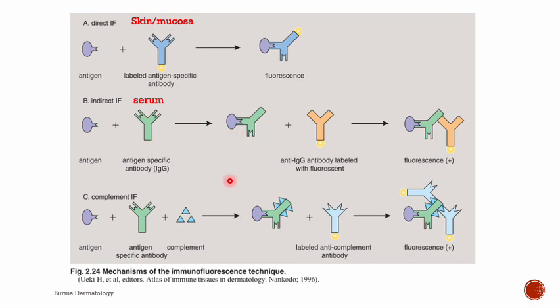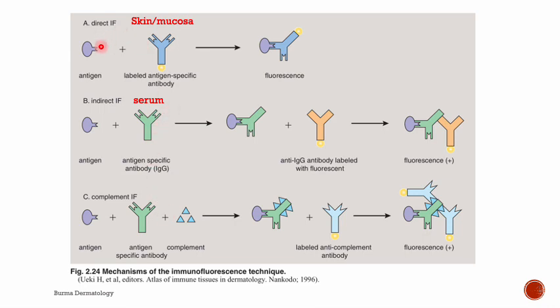Here are the mechanisms of the immunofluorescence techniques, which are direct, indirect, and complement immunofluorescence. Direct and indirect immunofluorescence are now mostly used in dermatology to detect the antigen-antibody reaction in autoimmune blistering diseases and connective tissue disorders. Complement immunofluorescence is now obsolete, but I added this technique here for a little bit of understanding.